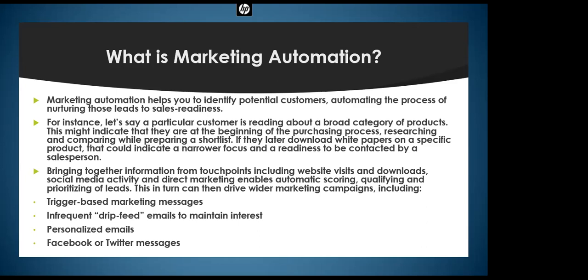So with marketing automation, the first and important thing is we can identify our potential customers and automate the process to nurture the leads. For instance, let's say a particular customer is reading about a broad category of products. This might indicate that they are at the beginning of the purchasing process. Somebody went on your website and searched about a category of product. That means I am interested in your product. That's why I have reached there. Okay, and I try to shortlist some products on your website.